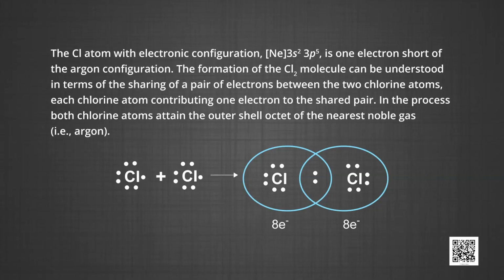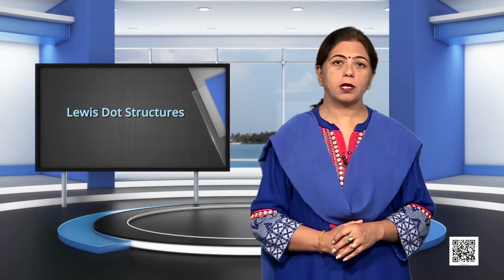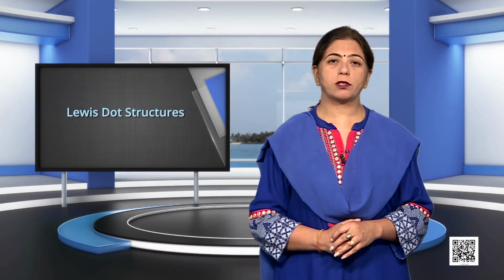Each chlorine atom contributes 1 electron to the shared pair. In the process, both chlorine atoms attain the outer shell octet of the nearest noble gas, that is argon. Chlorine dash chlorine, that is a bond, the covalent bond between the 2 chlorine atoms. The dots represent electrons. Such structures are referred to as Lewis dot structures.